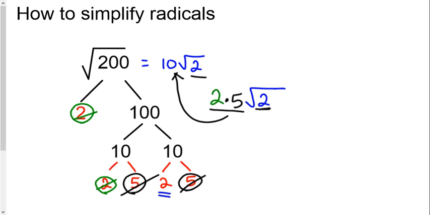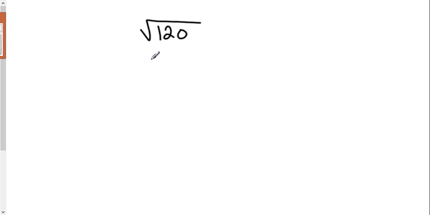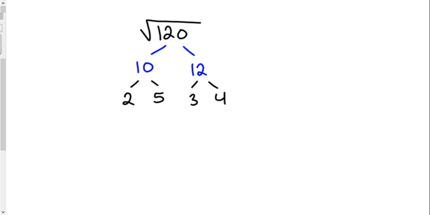So let's take a look at a few others. Here's the square root of 120. So let's see, what could we do here? How about 10 times 12? Or you could use 2 times 60. It does not really matter. There are faster ways, but you'll start to discover those the more of these that you do. 10 would factor down to 2 and 5. 12 would factor down to 3 and 4.